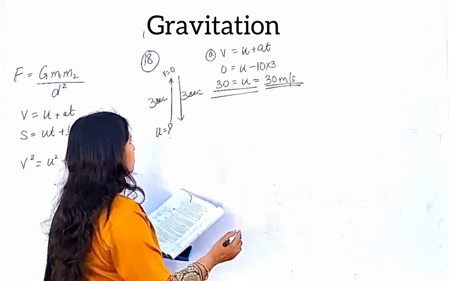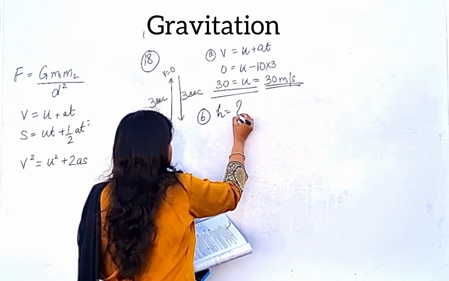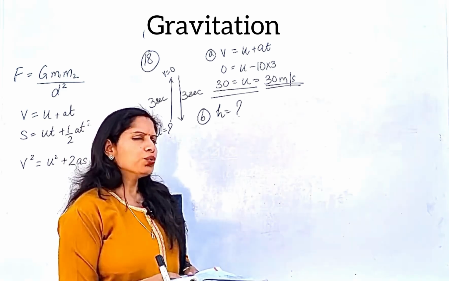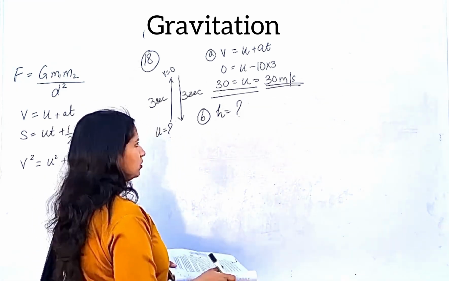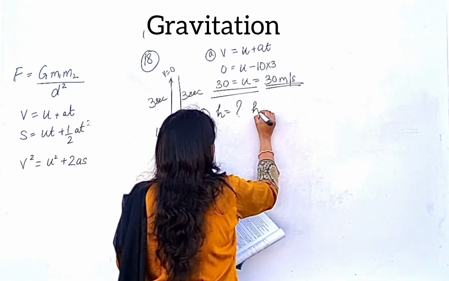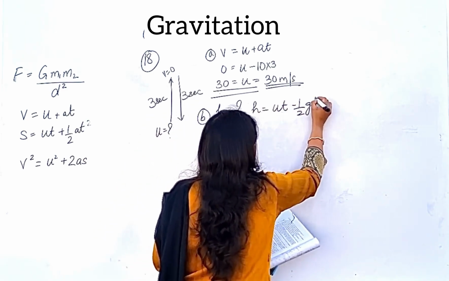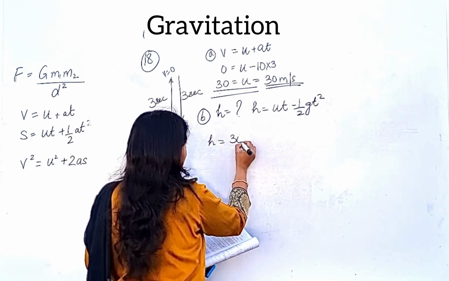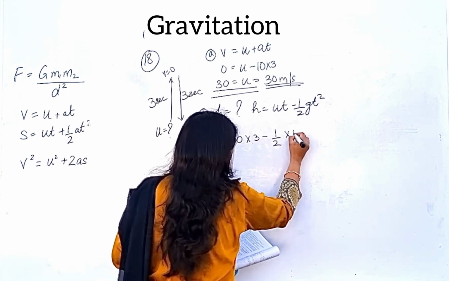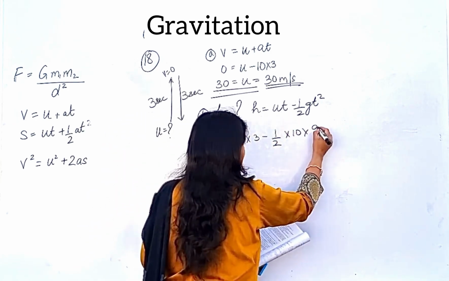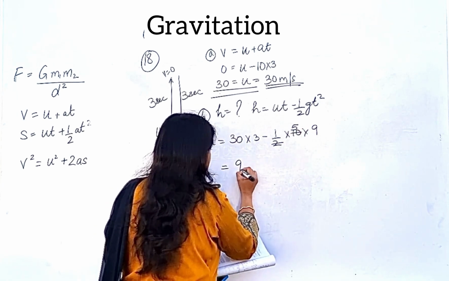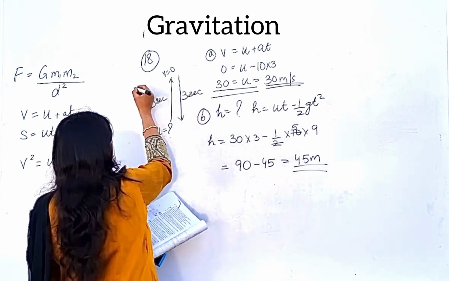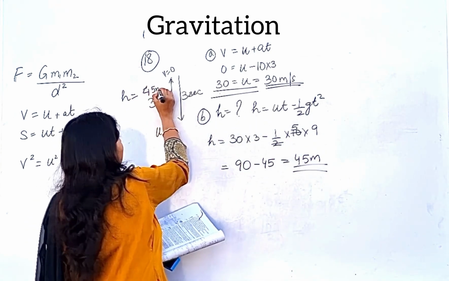Now, part B is the maximum height it reaches. What is the height reached by the stone? For this part, you can use either the third equation or the second one, whichever you feel is better. I would prefer the second equation of motion: h = ut minus half gt squared. Initial velocity is 30, time is 3, minus half into 10 into 3 squared, which is 9. It's 90 minus 45, that comes out to be 45 meters. So the maximum height reached by the stone will be 45 meters.